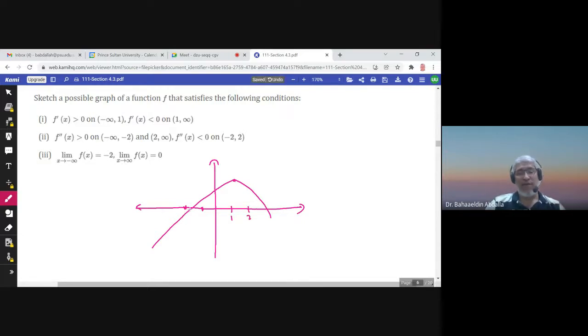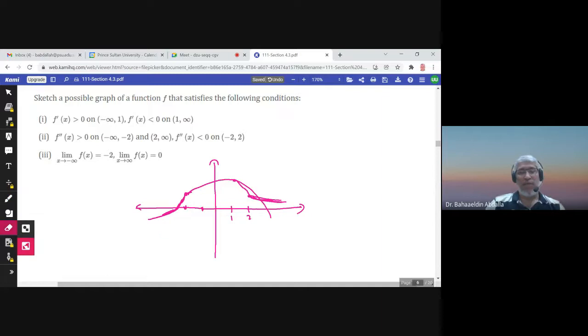if f double prime is positive, all right, so up to negative 2, the function is concave up. So from negative infinity to negative 2, the function is concave up like this. Okay, and from 2 to infinity also concave up. So from here it's concave up like this, concave up. And if f double prime is less than 0 from negative 2 to 2, it's concave down from here to here.